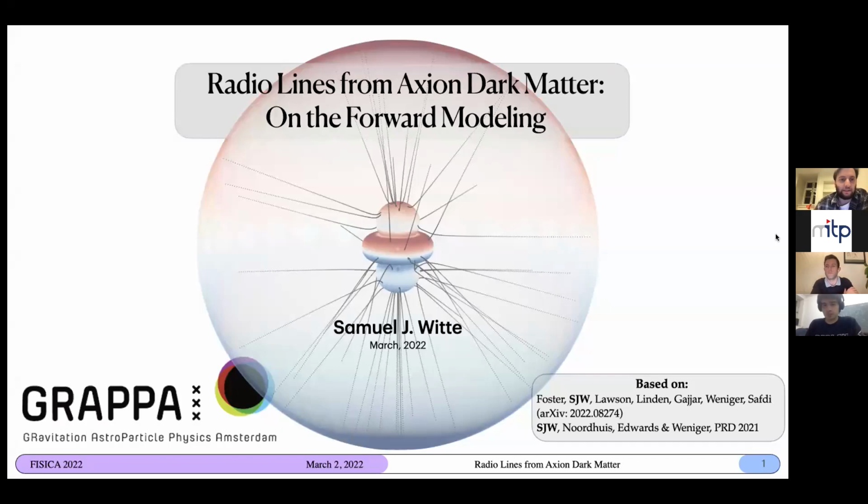The first speaker is Sam. Sam, what's your last name pronunciation? As an American, I pronounce it Witte, which I'm certain is not the correct pronunciation. Okay, but you can pronounce it however you want. That was the question. Okay, I will pronounce as you prefer. So the next speaker for today is Sam Witte.